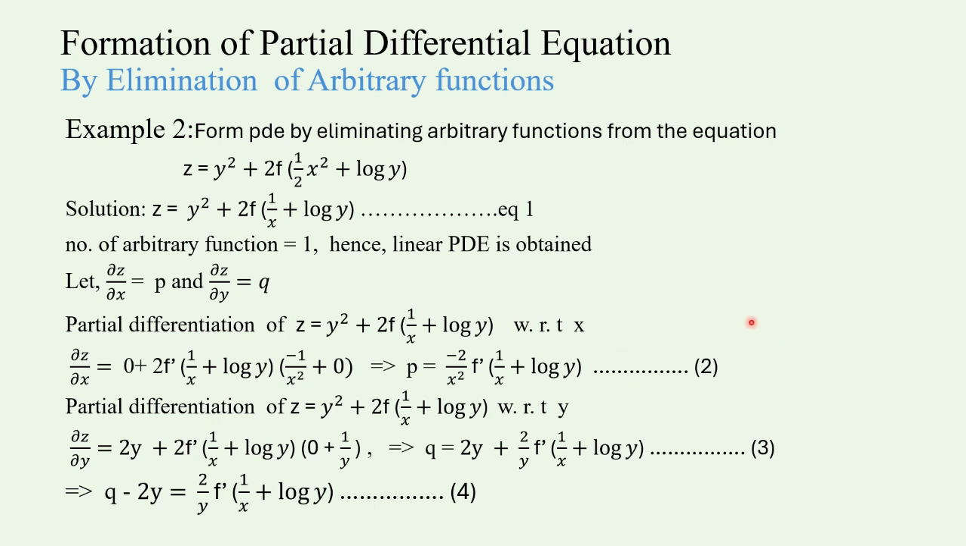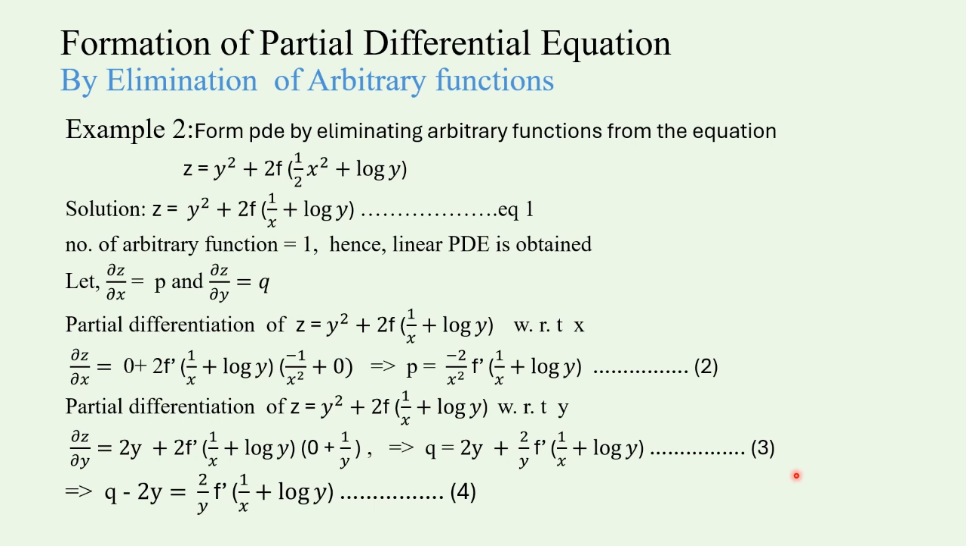Now partially differentiating this equation with respect to y. This becomes dou z by dou y. y square becomes 2y. This term we write as such, and this f becomes f dash, and the term inside the bracket we differentiate with respect to y. 1 by x becomes 0, log y becomes 1 by y. So simplifying it and putting dou z by dou y as q, we get this. We'll call this equation 3.